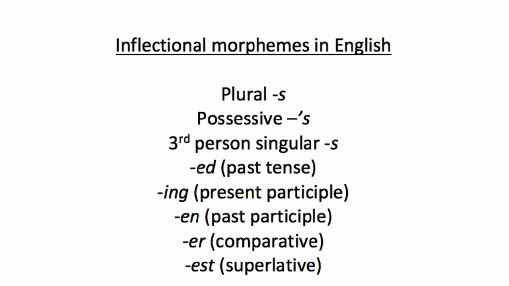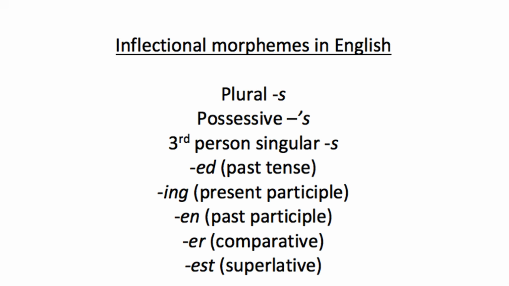So we have the plural S, which denotes more than one. We have the possessive S, often written with an apostrophe and then an S. We have the third person singular S, such as in the phrase, he walks. We have the past tense ed. We have the suffix ing, which indicates an ongoing action. We have the en suffix, which indicates a past participle, sort of like turning broke into broken.